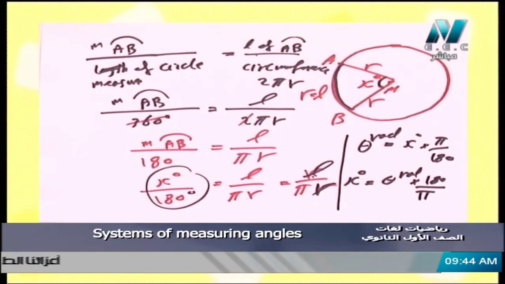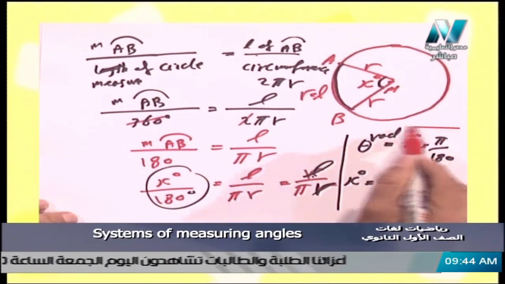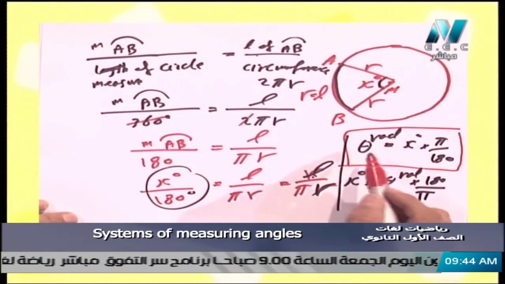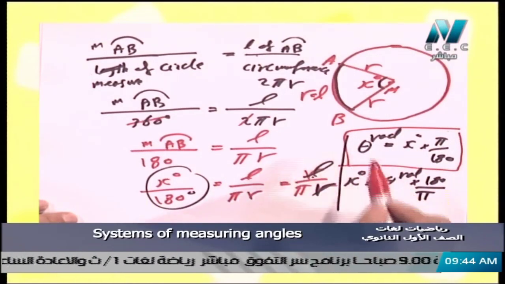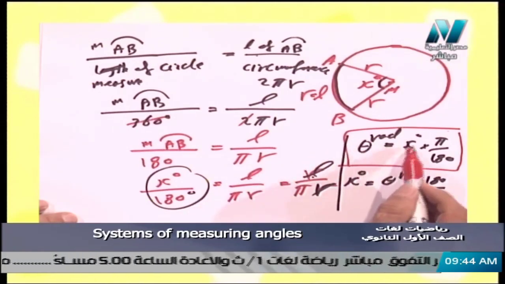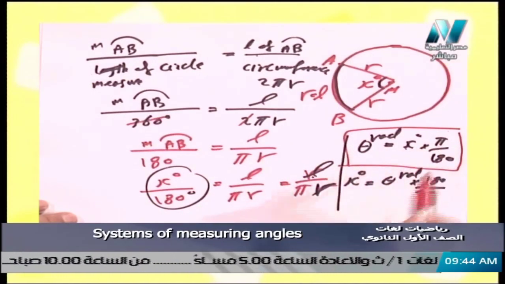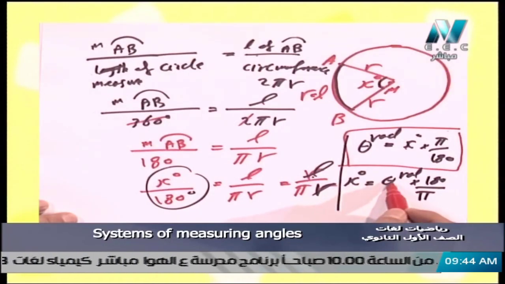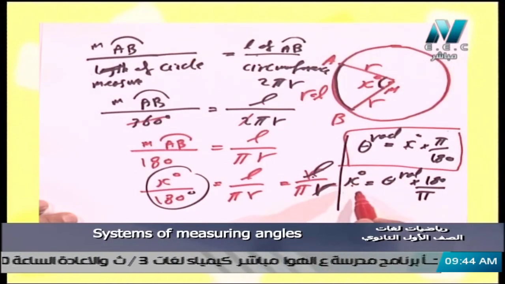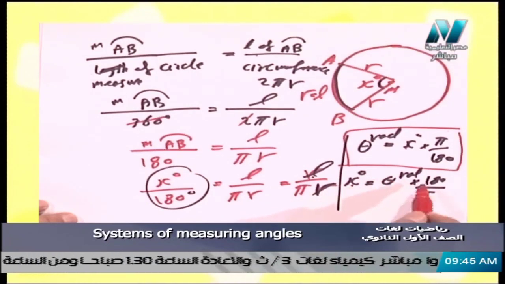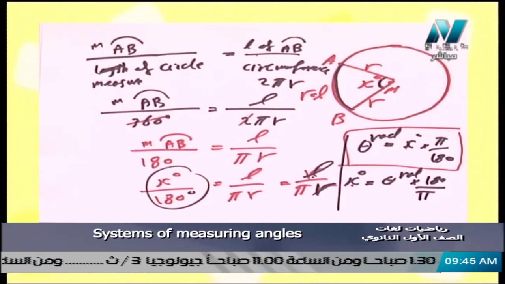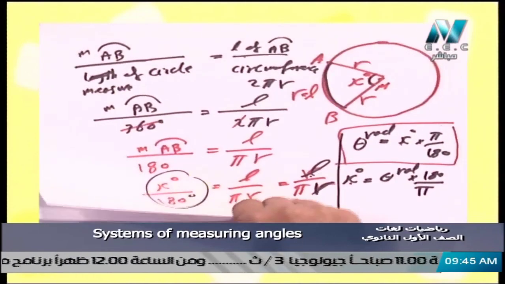So my dear students, we have deduced that if we want to convert degrees to rad, we will use this rule: theta rad equals x degrees multiplied by pi over 180. And if we want to convert from theta rad to degrees, we will multiply theta rad by 180 over pi. Let's get some examples to practice it.